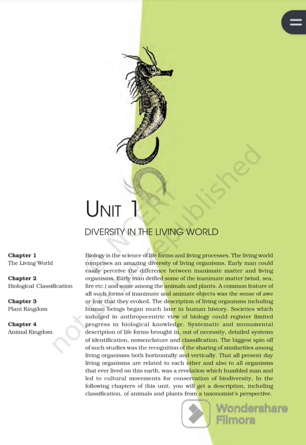Systematic and monumental description of life forms brought in, out of necessity, detailed systems of identification, nomenclature, and classification. The biggest spin off of such studies was the recognition of the sharing of similarities among living organisms, both horizontally and vertically. That all present day living organisms are related to each other and also to all organisms that ever lived on this earth was a revolution which humbled men and led to cultural movements for conservation of biodiversity.